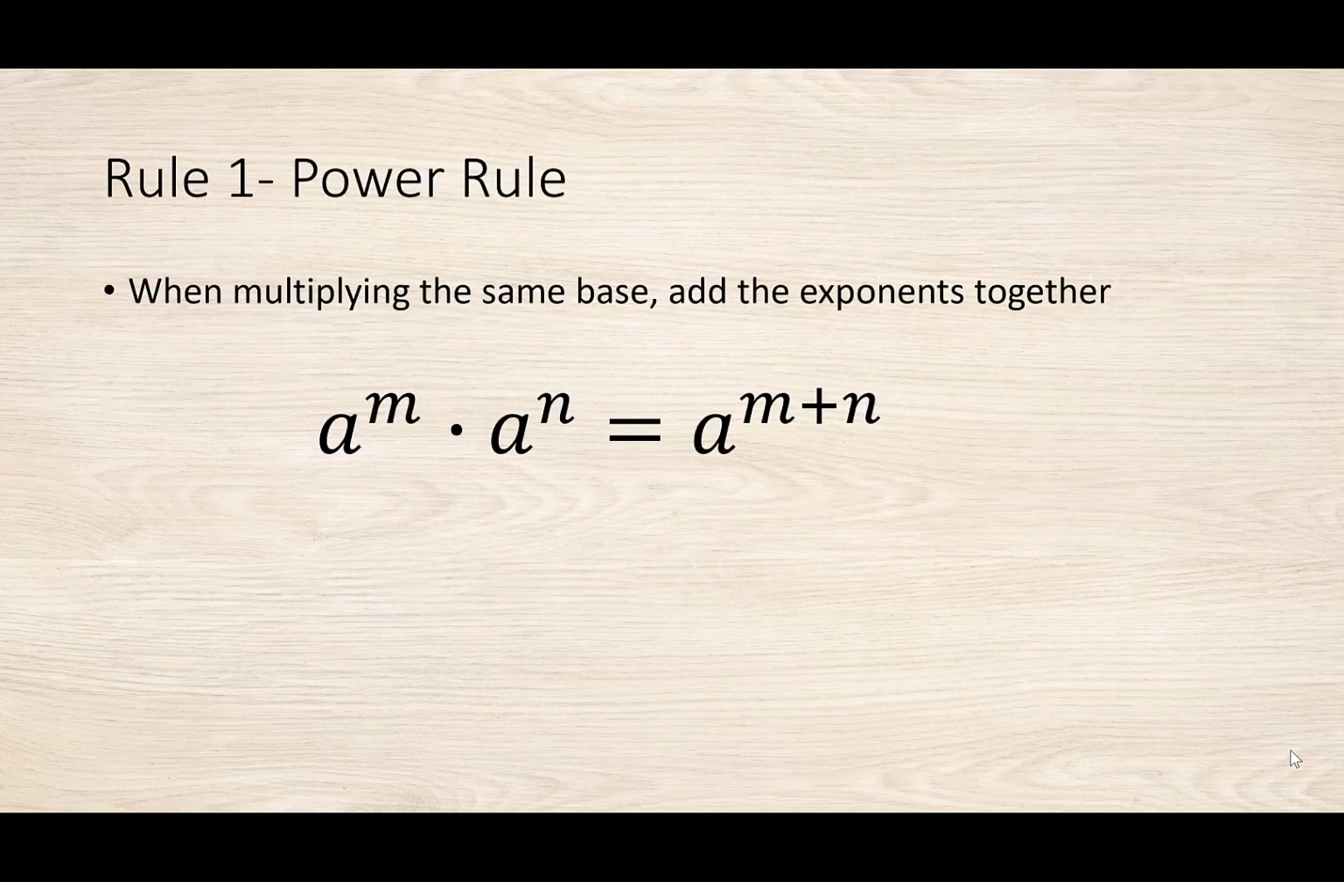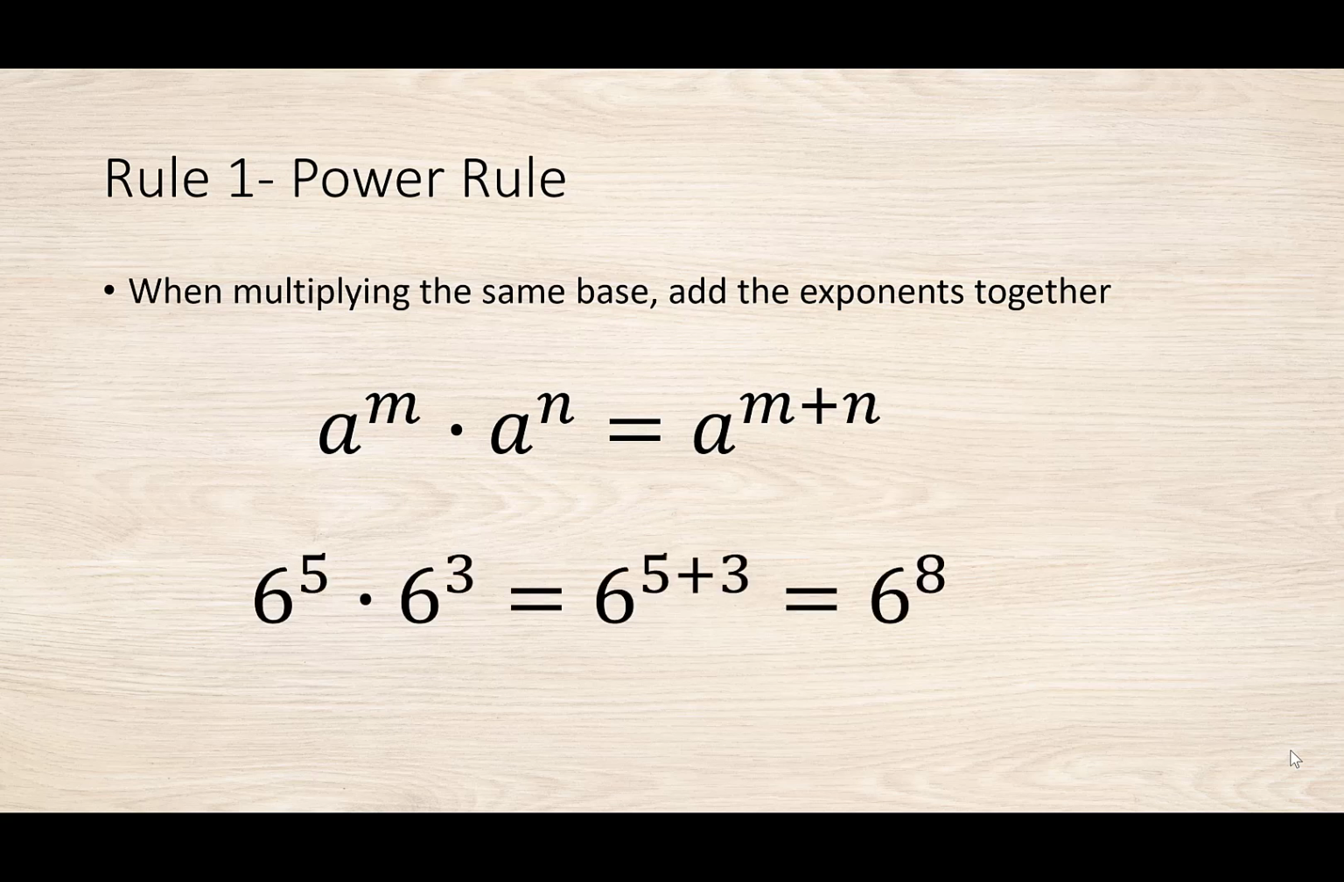Alright, so our first rule is called the power rule. And it says that when you are multiplying the same base, you're going to add the exponents together. So in this example, I have my base of a to the m times my base of a to the n. A is my base, it's the same exact thing, so I'm going to take those exponents and add them together. If we're looking at an example with actual numbers attached to it, I have 6 to the 5 times 6 to the 3, which gives me 6 to the 5 plus 3, which is 6 to the 8. We're just taking those exponents and adding them.